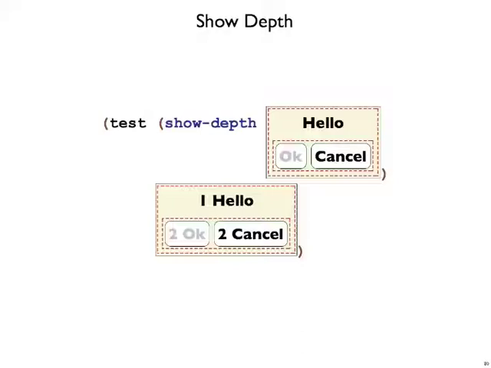We want to take a GUI and change it so that every label is prefixed with a number that shows how deep that particular GUI is within a compound GUI. So the label hello here got a 1 because it's inside this vertical panel, while the OK button got a 2 because it's inside a horizontal panel, which is inside a vertical panel.